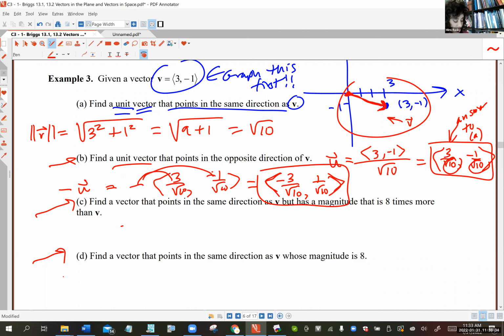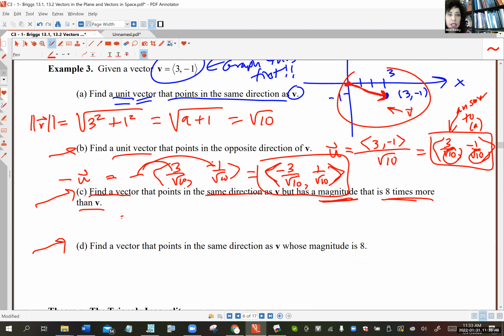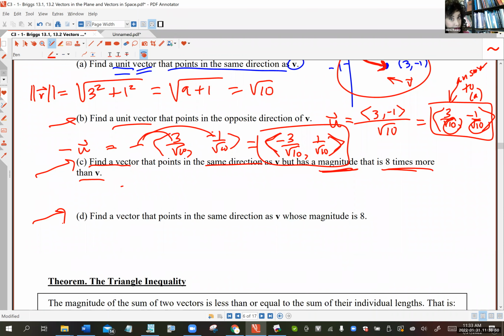Letter C, here's what letter C is asking for. They're asking us to find a vector that points in the same direction as V, but has a magnitude, that's length, that's 8 times more than V. Okay, now I'm going to read you letter D. Letter D is different. Different answer. Find a vector that points in the same direction as V, whose magnitude is 8. Can you hear the difference?